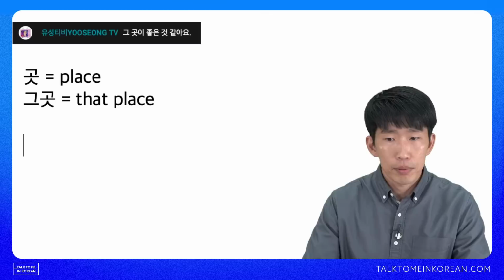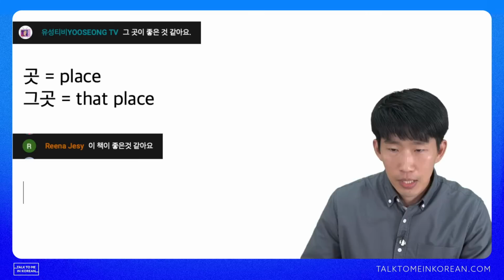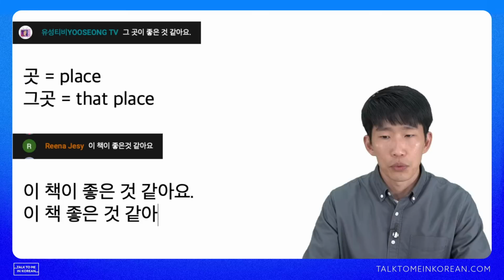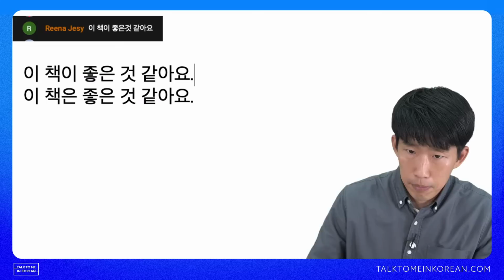그리고 또 어떤 게 있죠? 아하, 이 책이 좋은 것 같아요. So again, 이 책이 좋은 것 같아요. 이 책 좋은 것 같아요. 이 책은 좋은 것 같아요. They are all correct and natural. They just serve different purposes. So let me explain that.